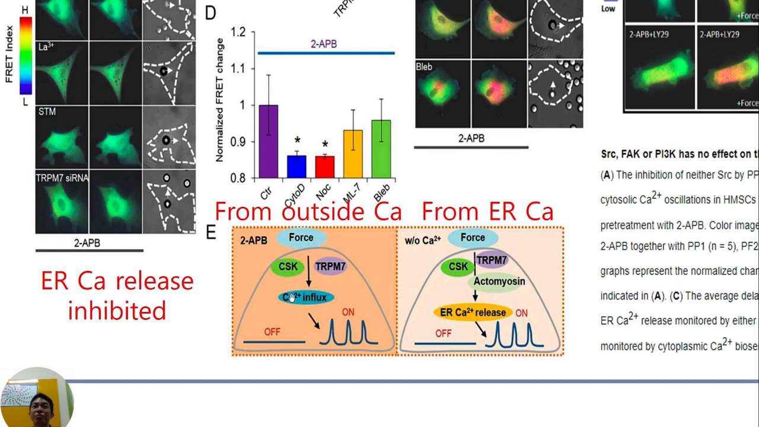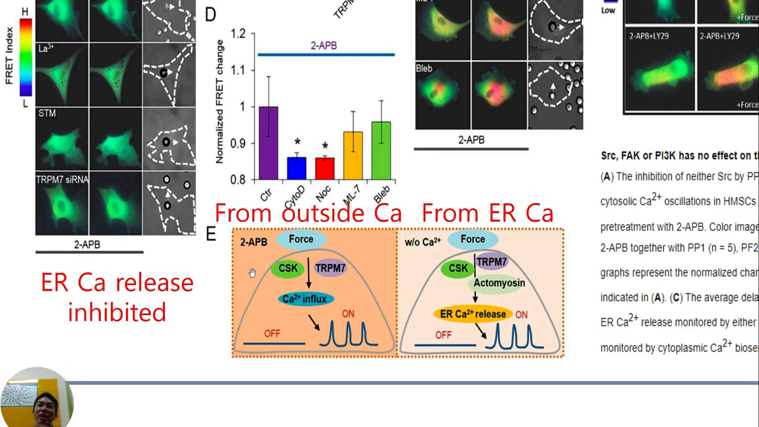So they found out that they actually used two different media conditions. One is without calcium media, and then they try to see calcium in ER, which is involved in calcium oscillation from the force. They found out that, yes, the conventional mechanotransduction and the TRP7 channel are involved in releasing calcium from ER to cytosol. And then when they use calcium media but block all the ER calcium, outside cell media to cytosol calcium influx happens through the cytoskeleton and TRP7.